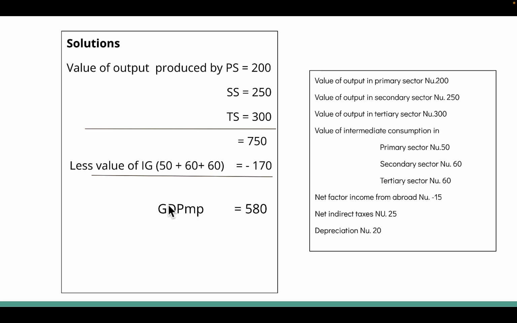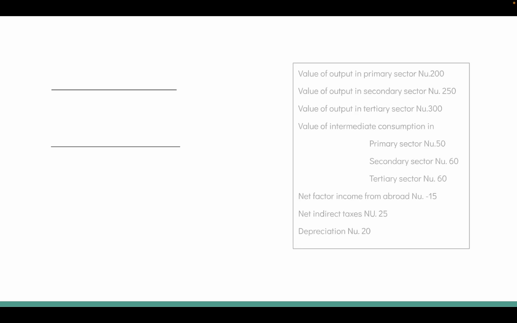Now from here we have to convert this gross to net. So how do we convert the gross to net? To convert the gross income to net income, we have to deduct the depreciation. They will also give us the depreciation value. When it comes to depreciation, sometimes they use consumption of fixed capital instead of depreciation. So consumption of fixed capital and depreciation are the same. Here the depreciation value is 20. So we have to deduct the depreciation from the gross income to reach the net income.